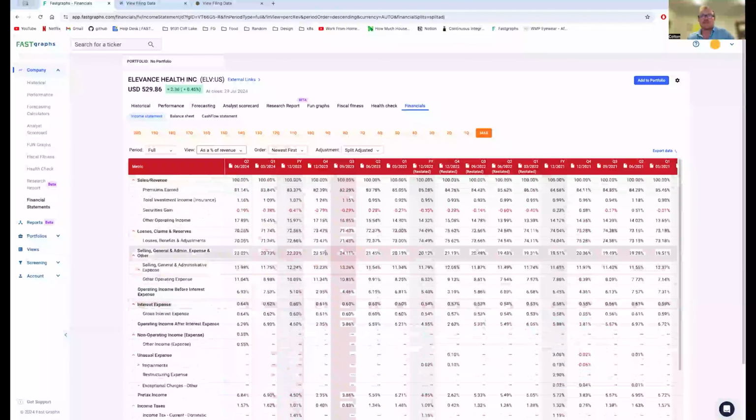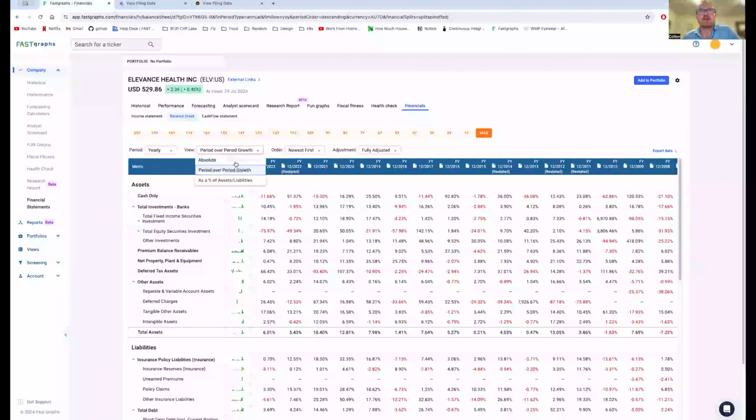Looks like the SEC's loading time is taking a little bit. Don't know what's going on their end. But yeah, so I can go to their financials really fast from there. Let's see, has that loaded yet? Nope. I can look at period over period growth. I can look at absolute growth. I can look at it as a percent of revenue. So this is basically looking at it like margins in that sense. I can reorder it, and then I can do some adjustments if I need to for splits, fully adjusted and whatnot. Balance sheet, same thing, period over period growth.